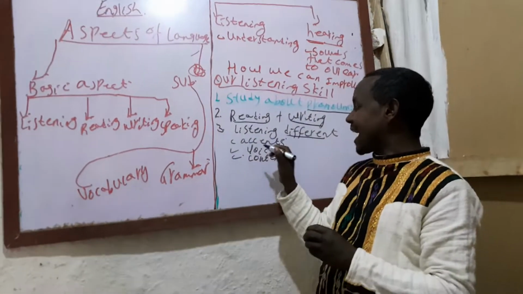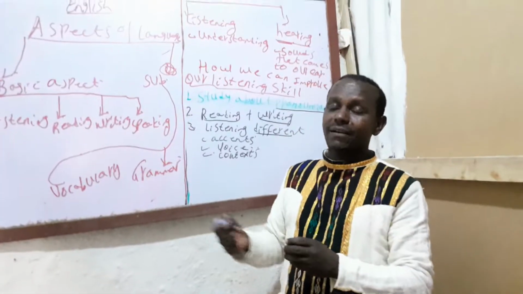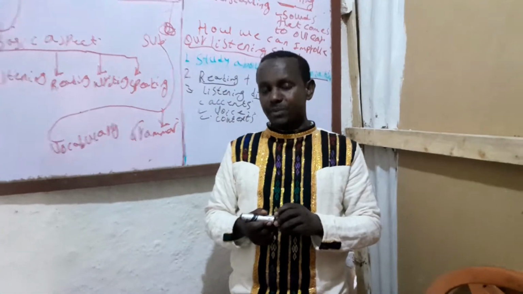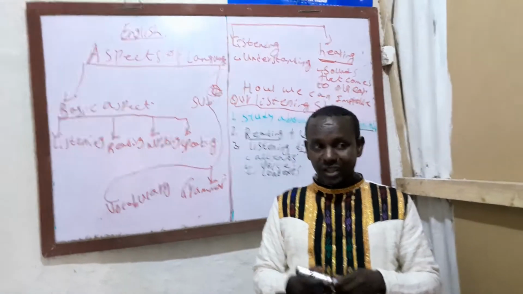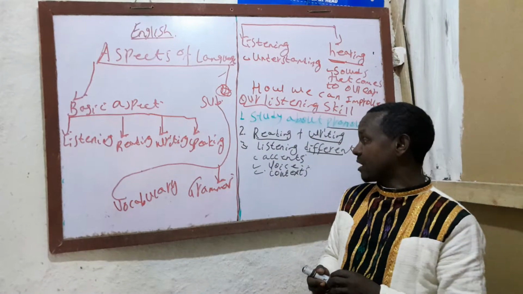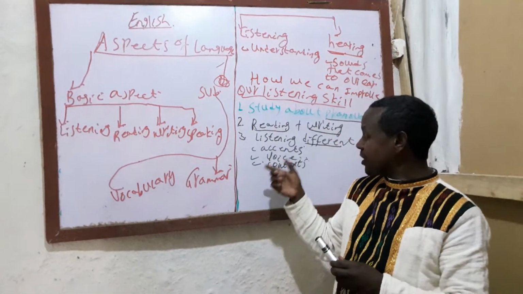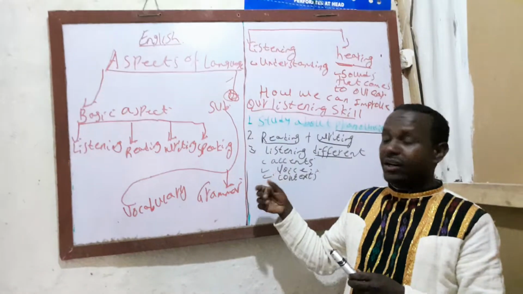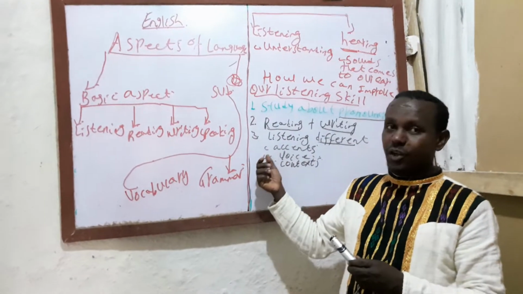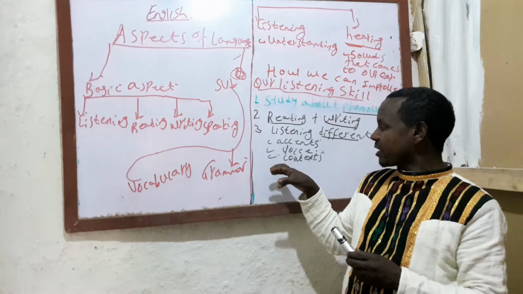So listening to different accents: we may have different accents, so that when we pronounce a word, or when we say a word, we may have a different pronunciation, or we may have a different voice. There might be a rising voice or rising intonation maybe, or there might be a falling intonation.